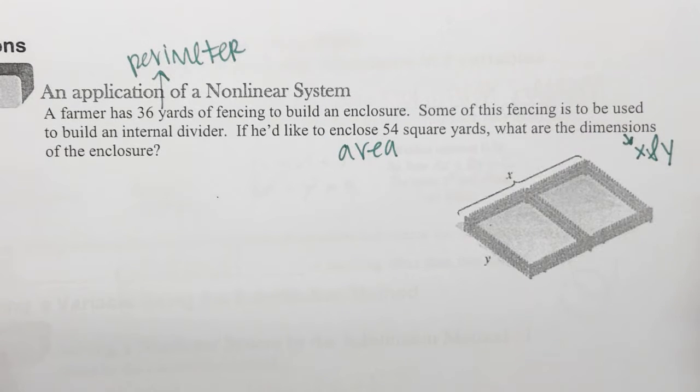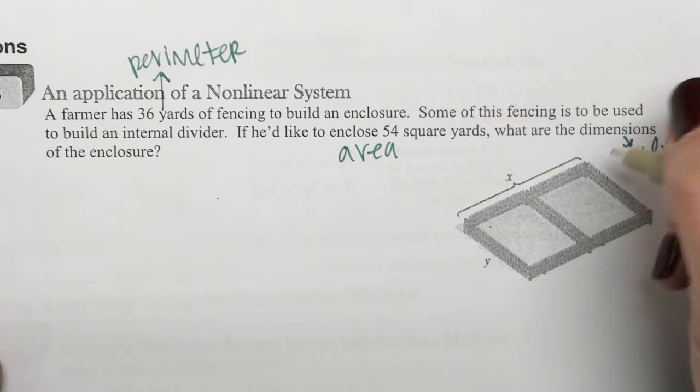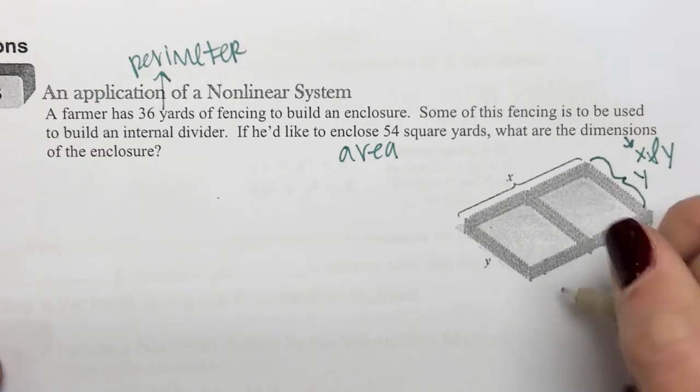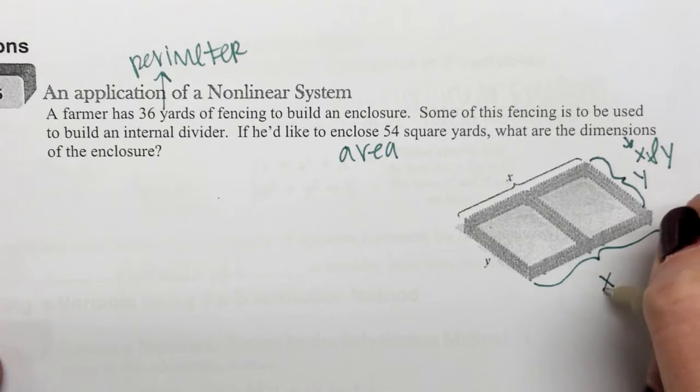Alright, so let's write down what we do know on the picture. What can we call this side? Even though it's not labeled. Y. What about this side? What about this side?